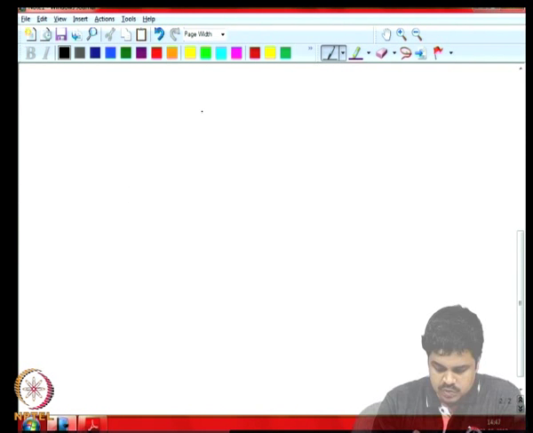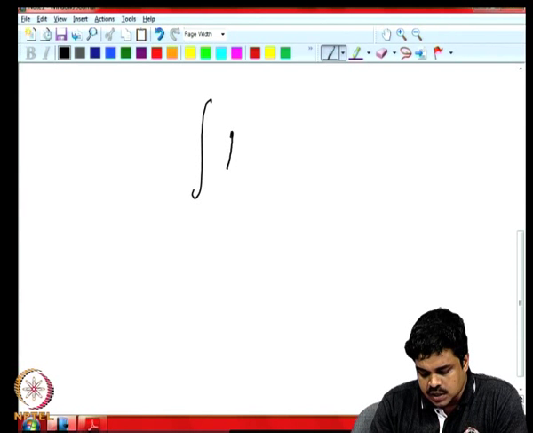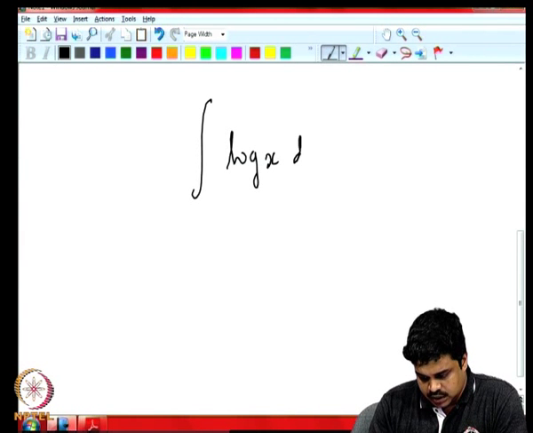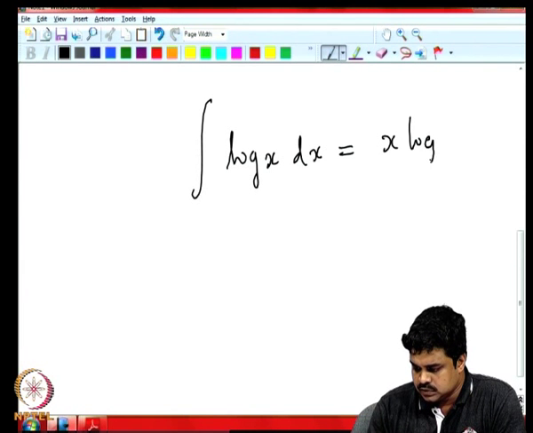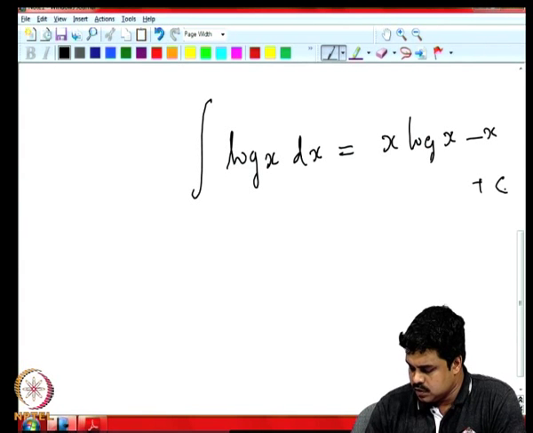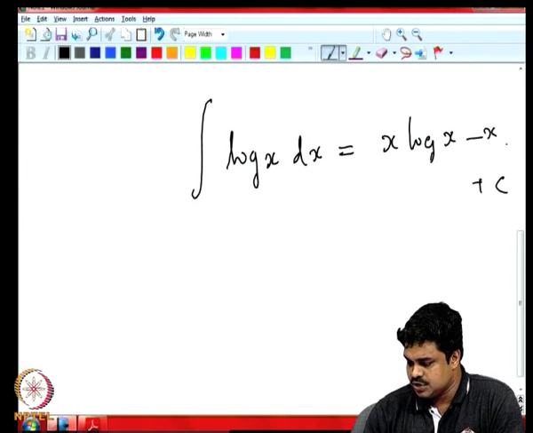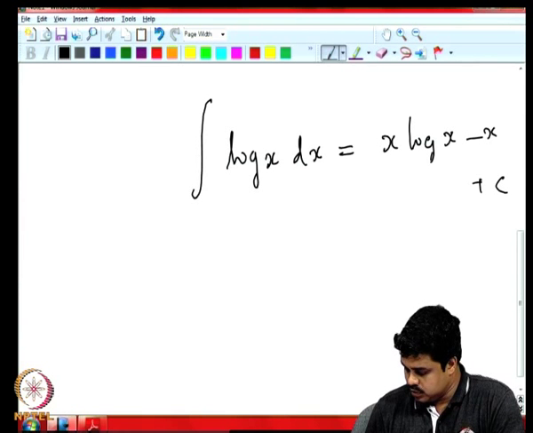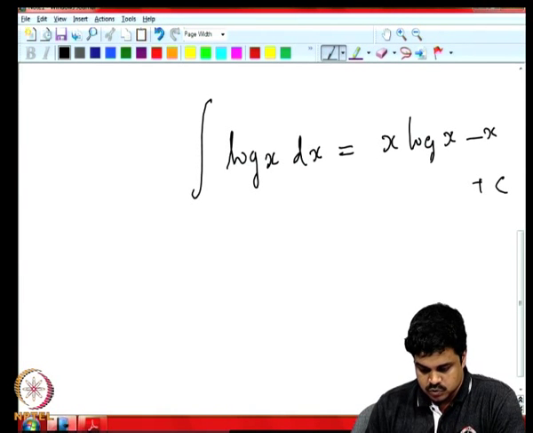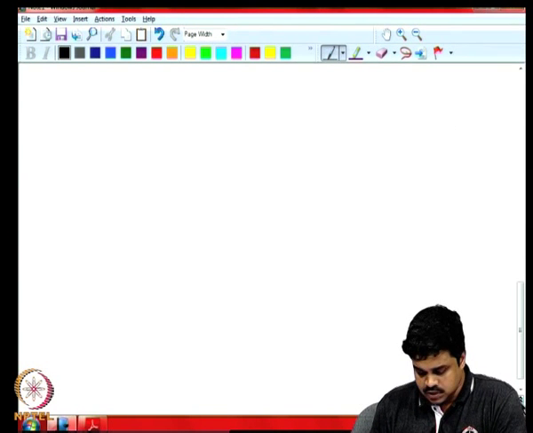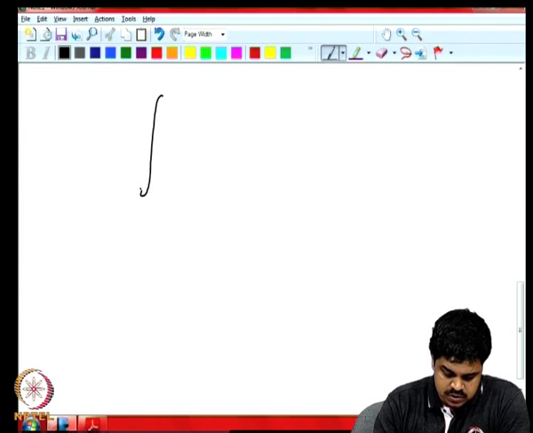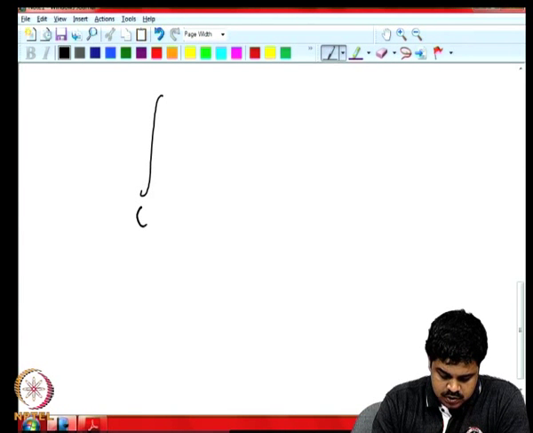So, we notice that when you integrate log x dx, it is something like x log x minus x plus c. You can try differentiating on this side and you will see that this comes out. Of course, I won't show the integration as such, but you just remember this thing, and then we notice that, okay, I can try it from 0 to 1.